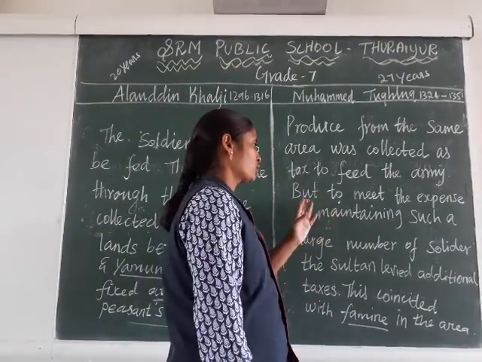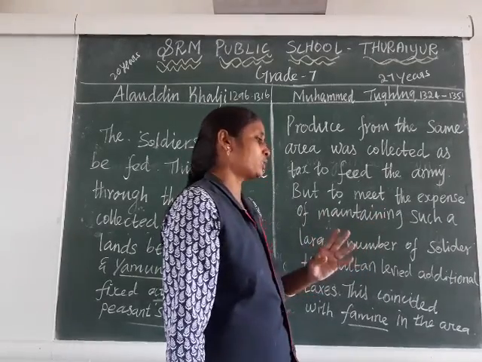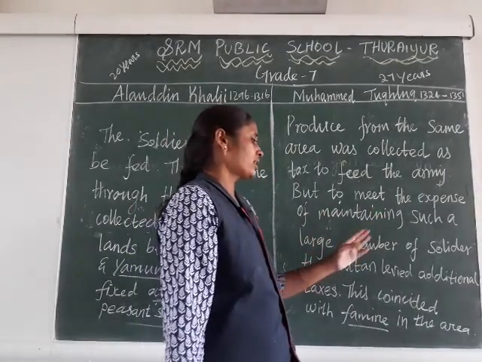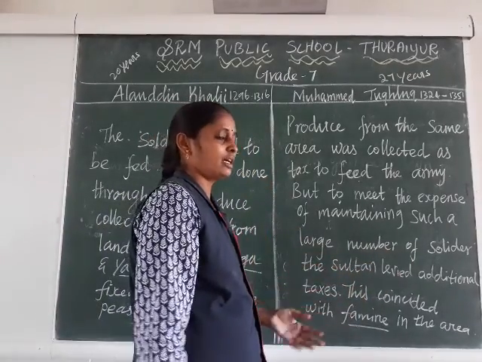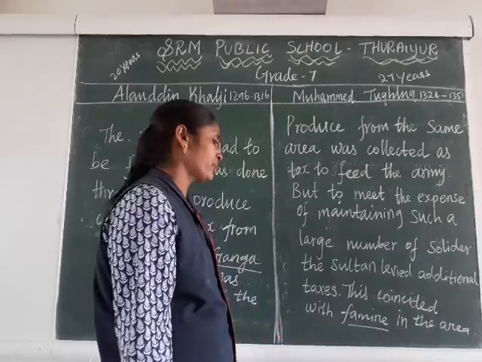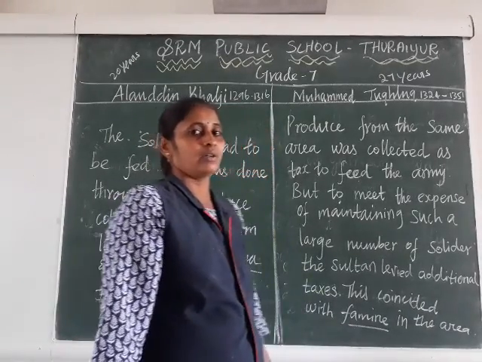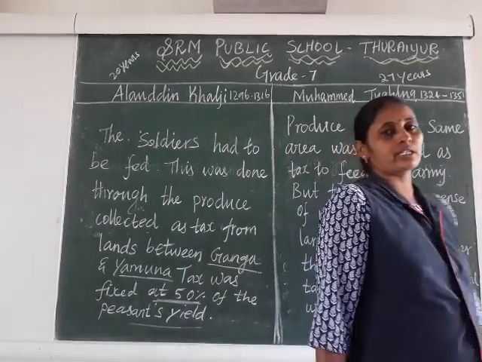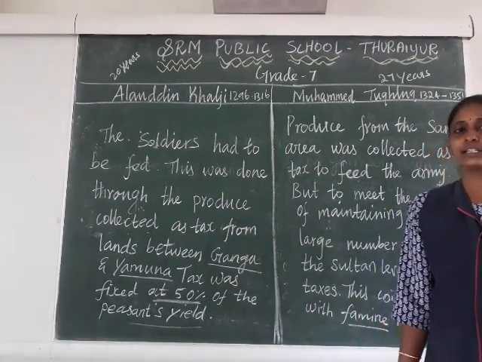But to meet the expenses of maintaining such a large number of soldiers, the Sultanate laid additional taxes. Additional tax is ultimately borne by the people. So this coincides with the famine in that area. So the people were facing a lot of problems during the Tughlaq reign.